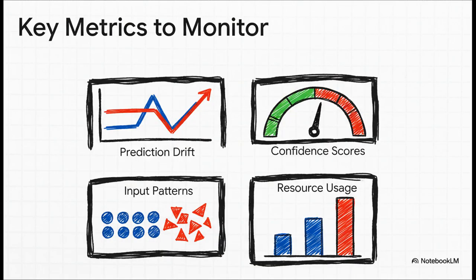So what are you actually looking for? Well, keep your eyes on 4 key signals. 1. Prediction drift. That's when your model's answers suddenly start to change. 2. A drop in confidence scores. Your model suddenly gets really uncertain. 3. Weird new patterns in the input data. And finally, 4. Unexpected spikes in resource usage, CPU, memory, you name it. That can be a dead giveaway of a model extraction attack.